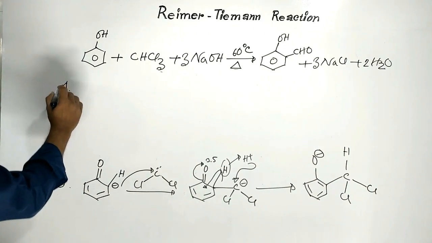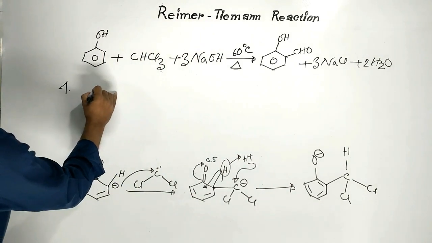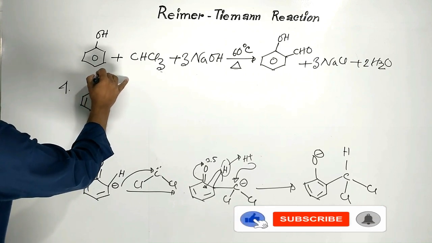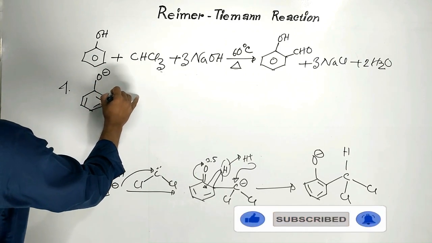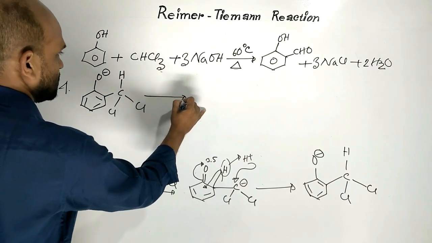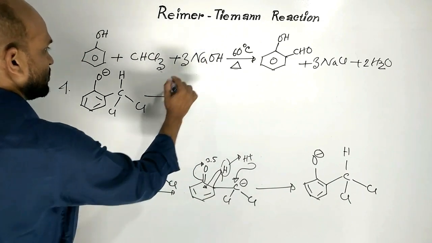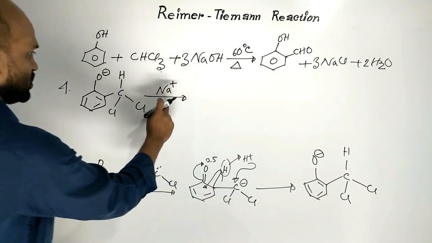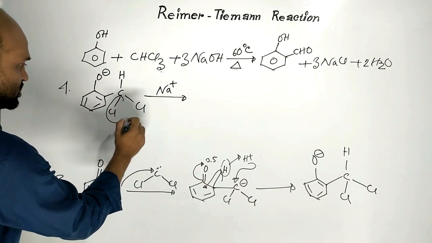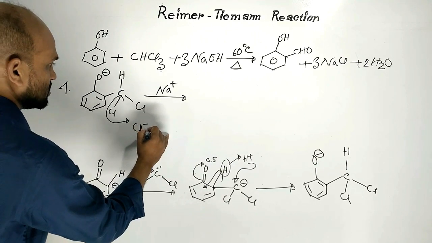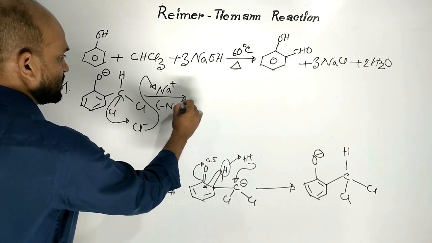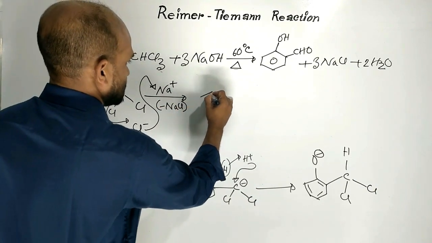Step 4, this one participates in step 4. Oxygen with negative charge, carbon, hydrogen, chlorine. The solution contains sodium ion. Because of the presence of sodium ion, this chlorine gets freed as chloride ion. This chloride ion combines with this sodium ion to form sodium chloride again. Now this is obtained.